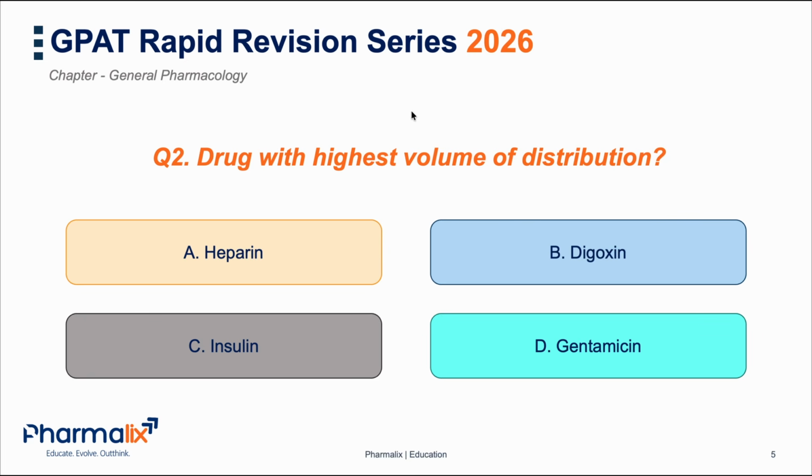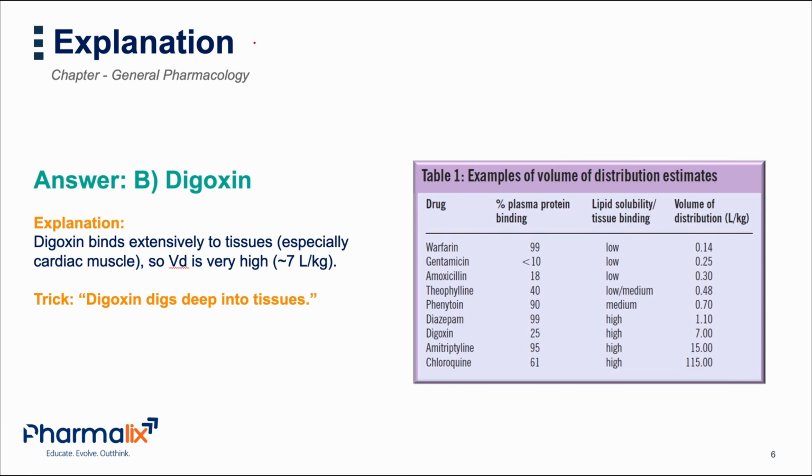Let's get to our second question. The second question says, which of these drugs has the highest volume of distribution? Is it heparin? No. Is it digoxin? Yes. Is it insulin? No. Is it gentamicin? No. So the correct answer becomes digoxin.